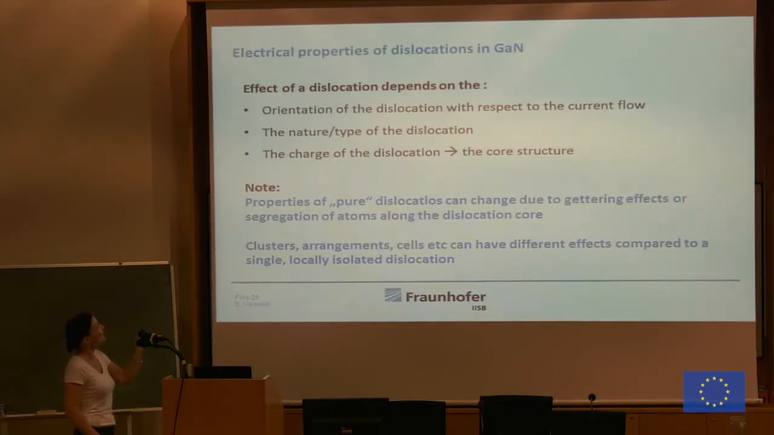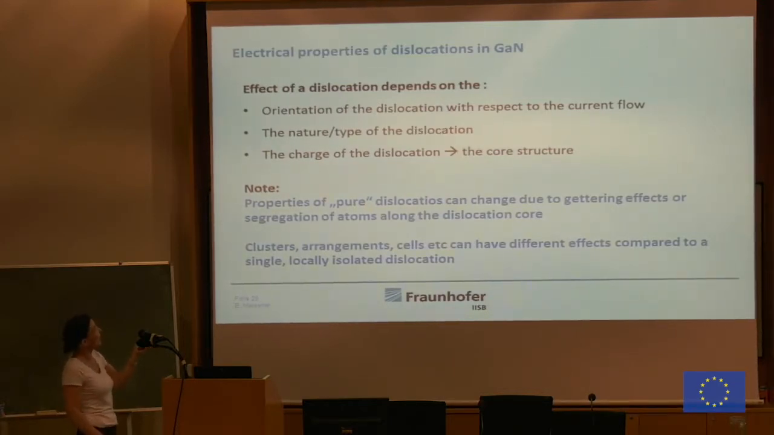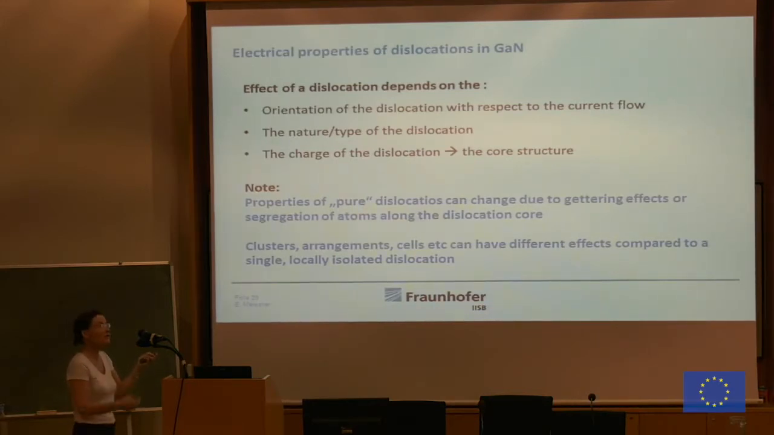So the effect that a dislocation can have depends on its orientation with respect to a current flow, for example. It depends on its nature in the core, which gives you some charge of the dislocation. So the core structure defines the charge of the dislocation. What I showed before is that a pure dislocation can have some properties, but it also maybe changes its properties due to what happens to the dislocation during the process step that it experiences.